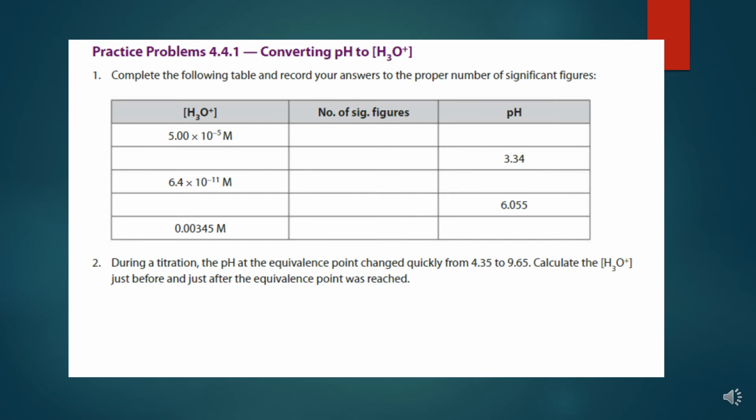Going backwards from pH to hydronium, you can see that I count the sig figs after the decimal place, so I have 2 sig figs here. And to get my hydronium, I'm going to take 10 to the negative 3.34, giving me a concentration of 4.6 times 10 to the negative 4 moles per liter.